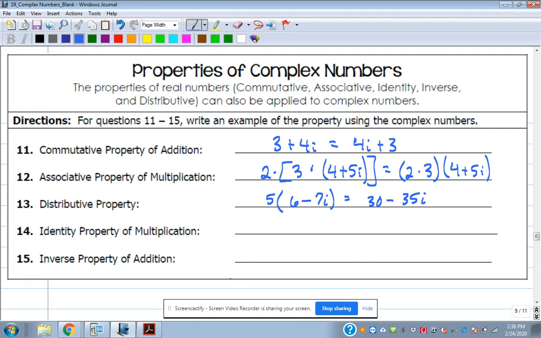Identity property. What's an identity property of multiplication? Times what? Times 1. Identity property of multiplication is taking a complex number or imaginary number times 1. The identity for multiplication is always times 1. What's the identity for addition? Plus 0. Yeah, that's right. Plus 0. Good job. Inverse property of addition.